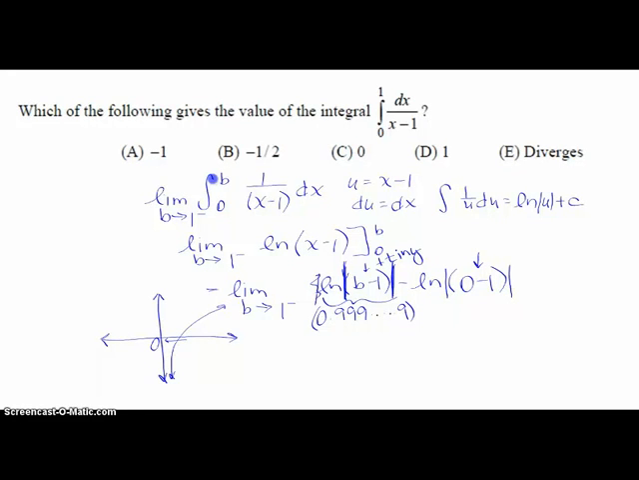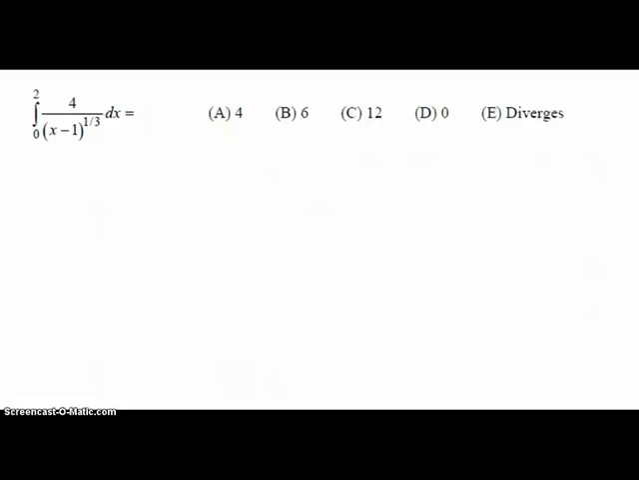What are the outputs doing? Well, the outputs are headed to negative infinity. And here, the natural log of 1 is 0. So this is diverging. The function doesn't get close enough to that vertical asymptote at x equals 1 to have the area stop growing. So hopefully with these examples, you'll get an idea of what's happening here.